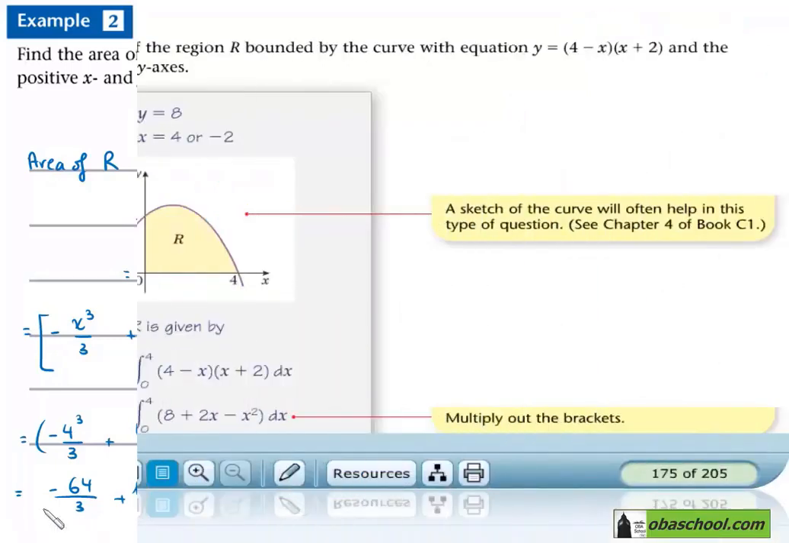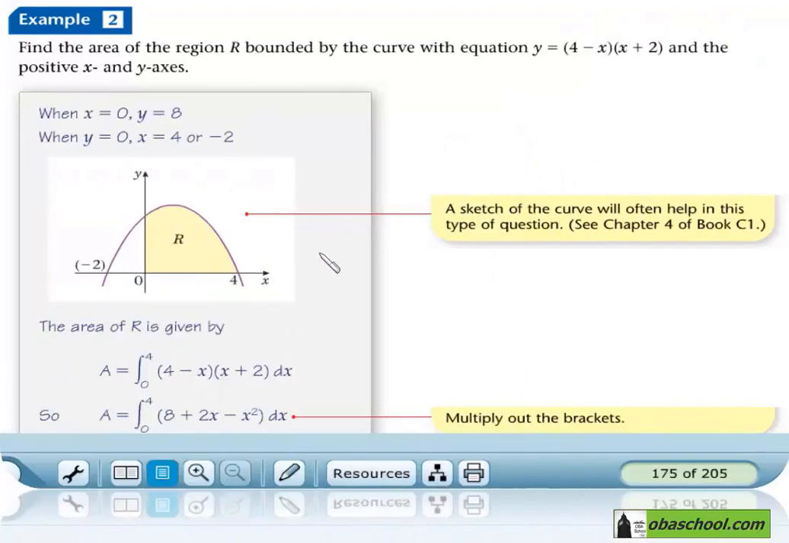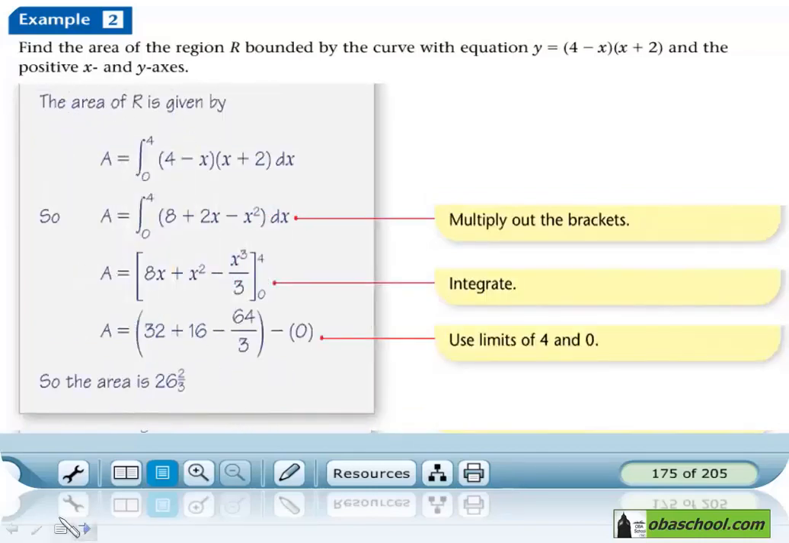Look at the description in the book. First of all, we did the sketch of the curve, which helped in this type of questions. Then we defined that R is the area bounded from 0 to 4, and then we multiplied out the brackets. After that, we did the integration and we used the limits of 4 and 0 in order to find the value of the area, which is 26 and 2 over 3.